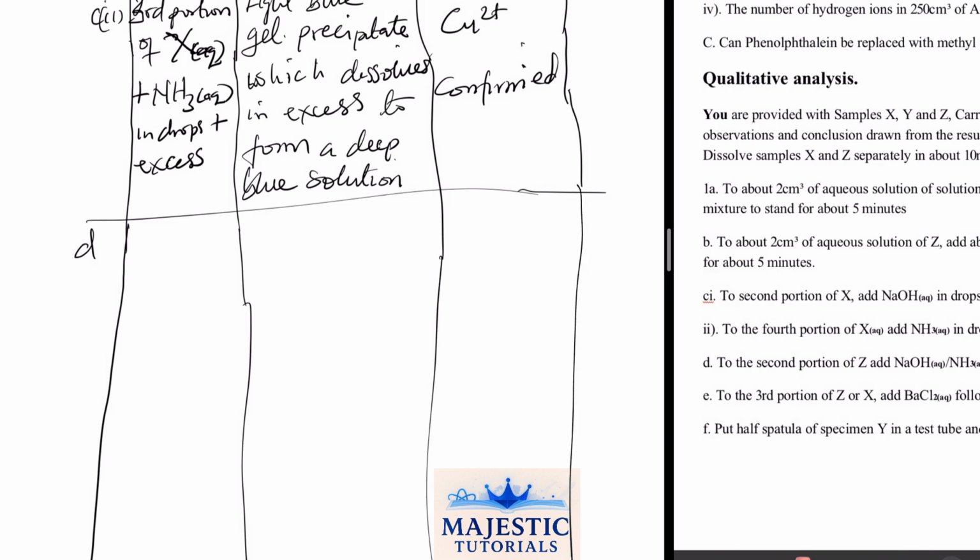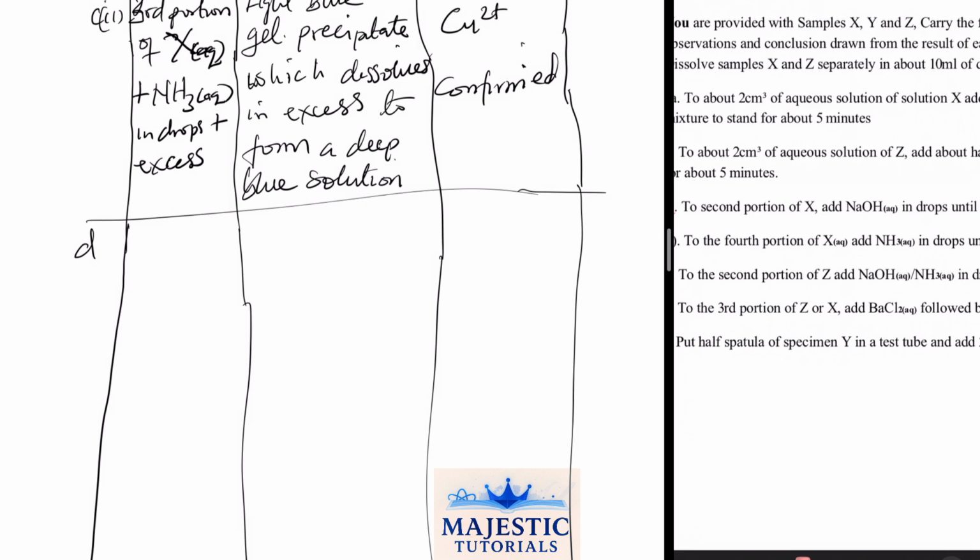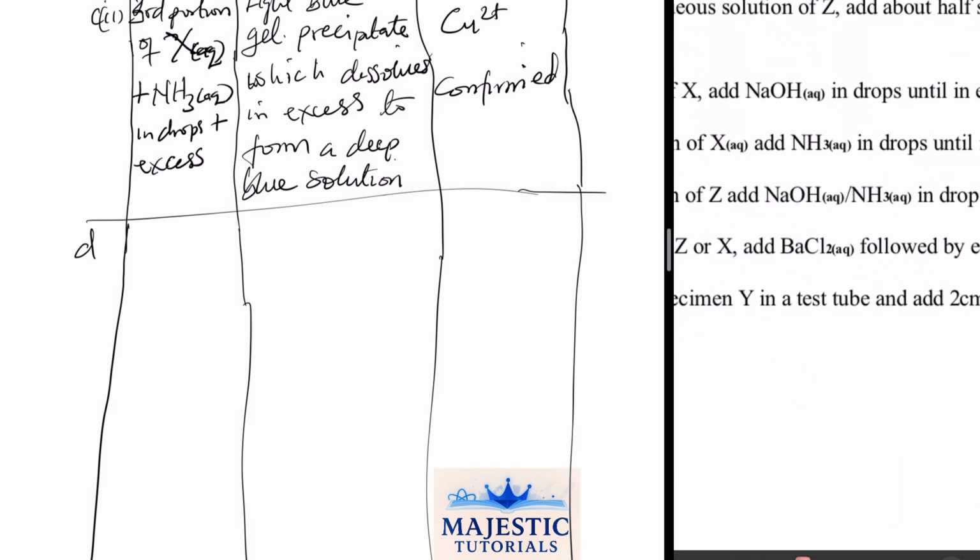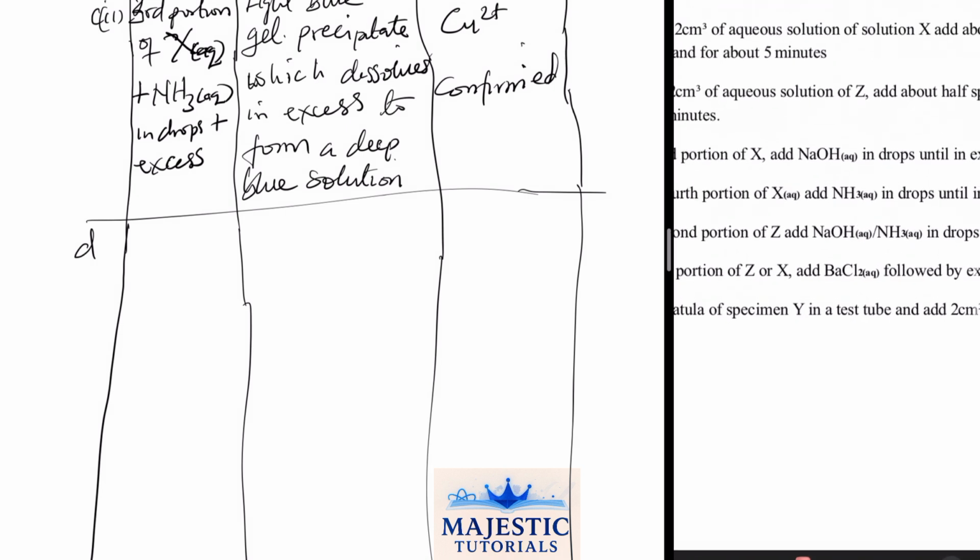This is to the second portion of Z, add sodium hydroxide or ammonia. You can use either sodium hydroxide or aqueous ammonia, because it's iron 2 ion. You can use either of these to confirm it, unlike copper 2 ion, whereby you must pass through the stage of sodium hydroxide and aqueous ammonia. It is only aqueous ammonia that confirms copper 2 ion, but for iron 2 ions, either sodium hydroxide or aqueous ammonia will confirm it with the same observation. In the exam they will not tell you all, but if they do, no problem, they will choose one. Whichever one they choose, just know that it's the same thing.